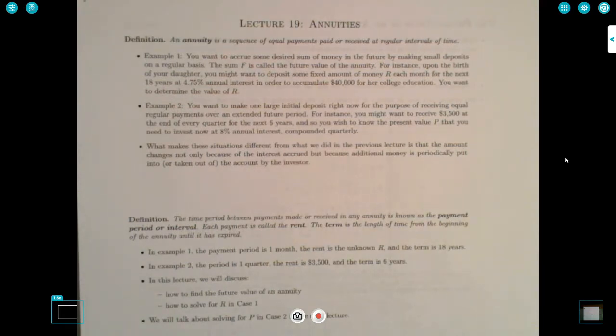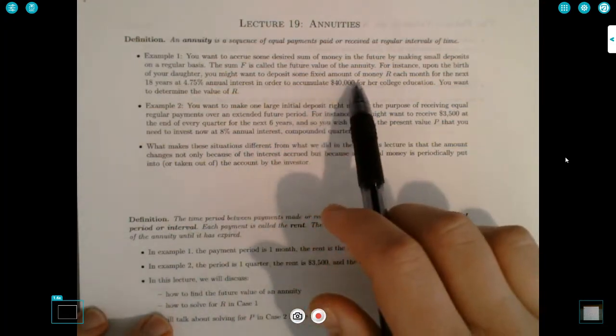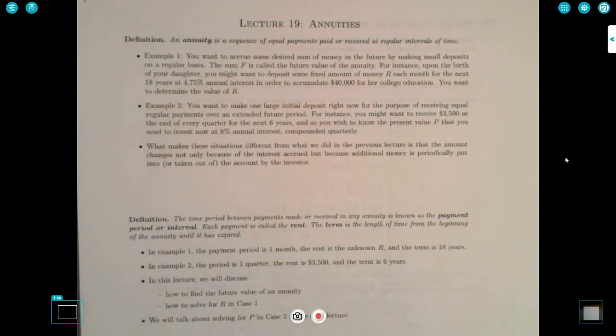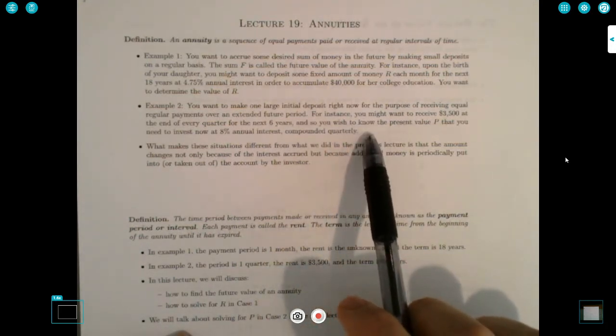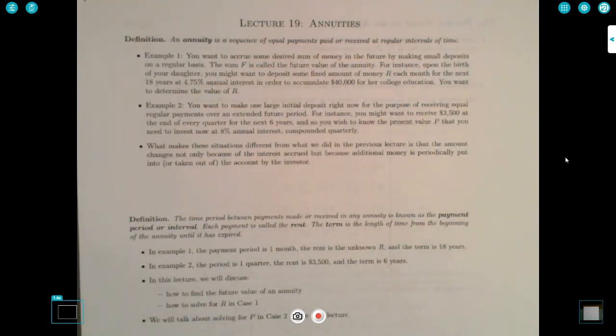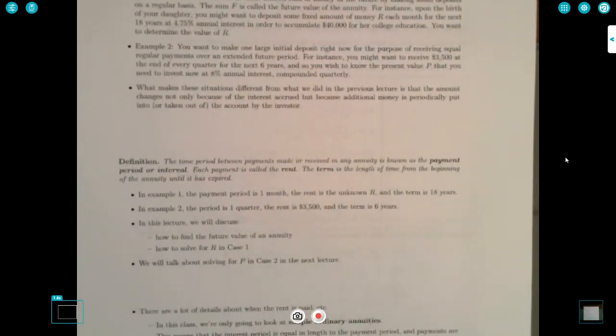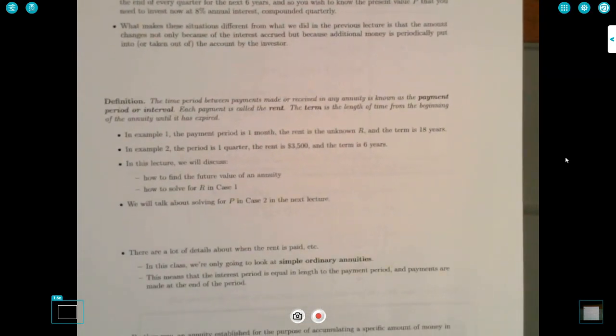In this lecture, we're going to discuss how to find the future value of an annuity and then how to solve for R in things like case 1. We'll talk about how to solve for P in something like case 2 in the next lecture. A couple of other terms to share with you before we look at some examples is that there are a lot of details about when the rent is paid and so forth, right? There are a lot of nitty-gritty details.